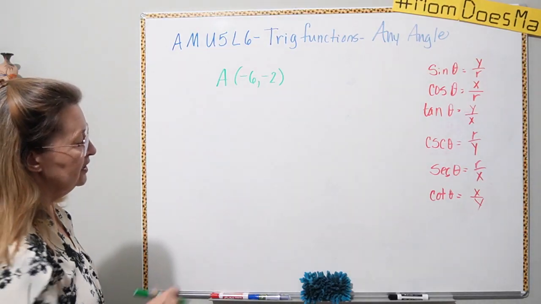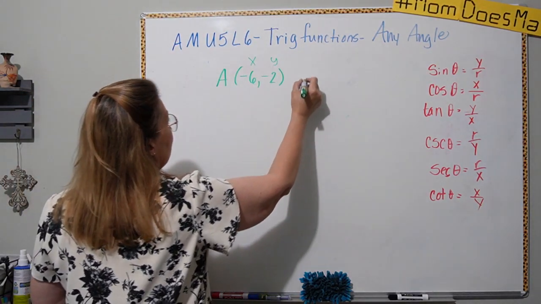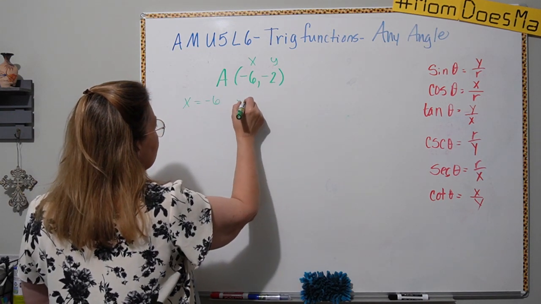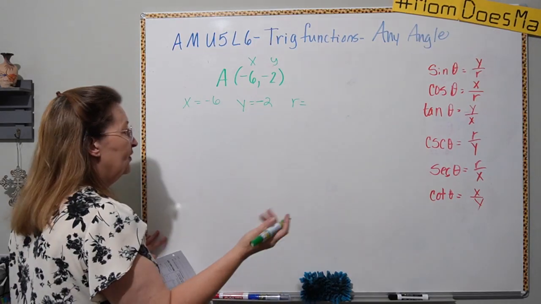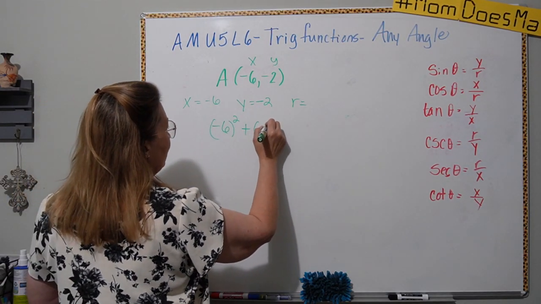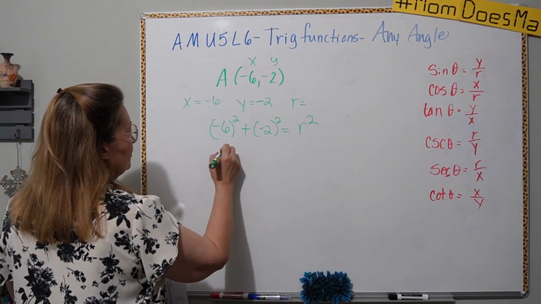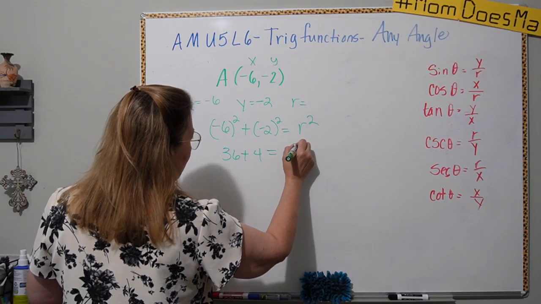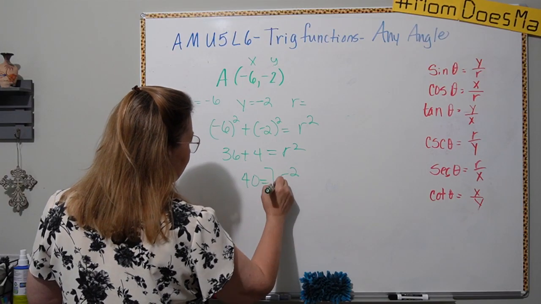6 trig functions. Now, just like on the other one, we already have x and y. So if x is -6, y is -2, and I need to find r, Pythagorean theorem. So I'm going to have -6 squared plus -2 squared is equal to r squared. So this is going to be 36 plus 4 is r squared. So this is 40 equals r squared.